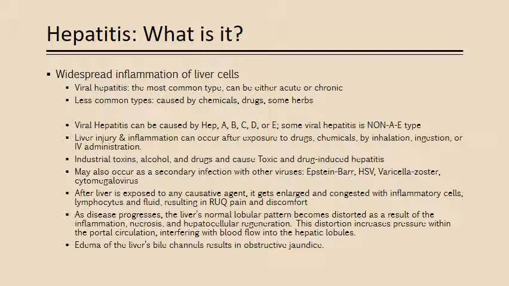Let's see. As the disease progresses, the liver's normal lobular pattern becomes distorted. Okay, so the normal tissue of the liver becomes distorted as a result of the inflammation.